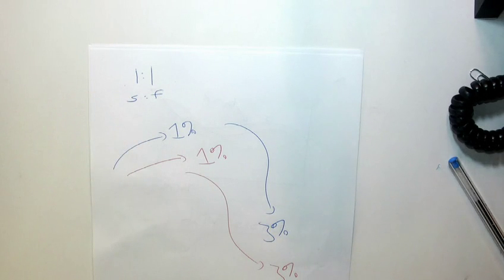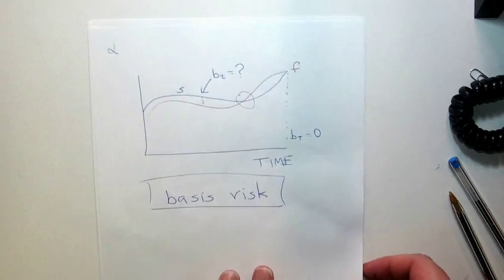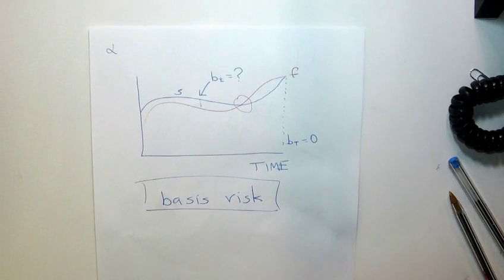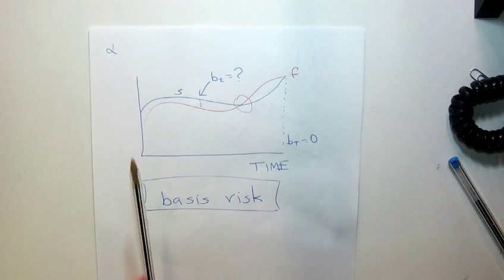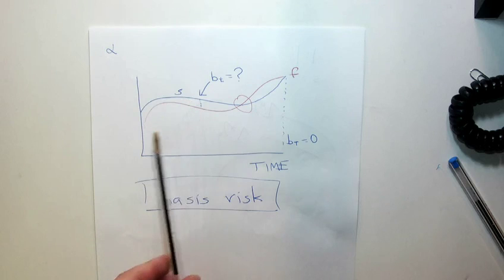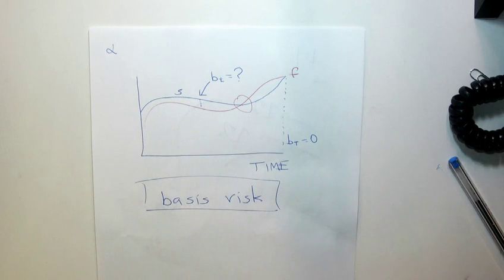Is that how futures and spot prices move? No. We already discussed that in reality, at any point in time, they will be around the value of each other, but not exactly the same. So this is a naive hedge. It's a very simple view of how things are.